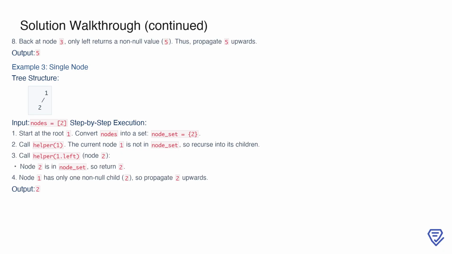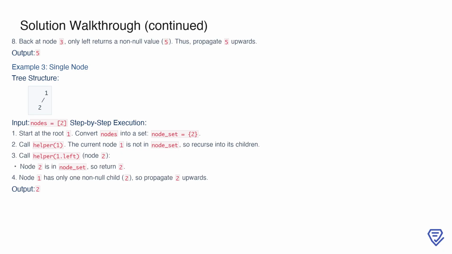Moving on to the third example, we have a much simpler binary tree with just two nodes, root node 1 and its left child, node 2. The input specifies only node 2. Starting at the root, we again convert the input into a set, node_set equals 2. Since the root node 1 is not in the set, we explore its left child, node 2.